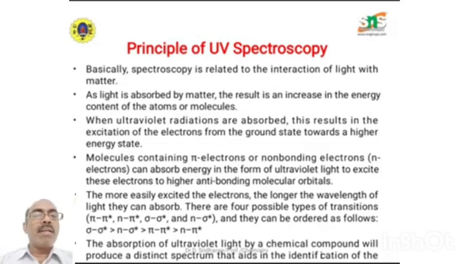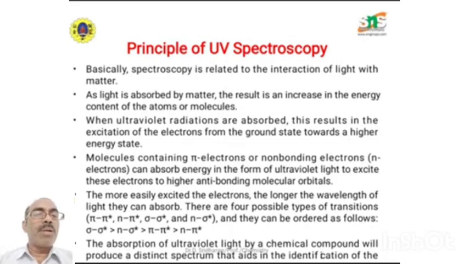When ultraviolet radiations are absorbed, this results in the excitation of the electrons from the ground state towards a higher energy state. The molecules containing pi electrons or non-bonding electrons, that means n electrons, can absorb energy in the form of UV light to excite these electrons to higher anti-bonding molecular orbitals. The more easily excited the electrons, the longer the wavelength of light they can absorb.